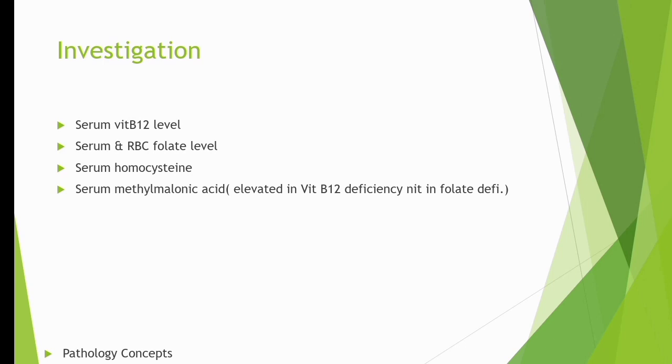Other investigations like serum homocysteine and serum methylmalonic acid are useful when the initial assays do not match the clinical and hematological findings. A rare hereditary disorder known as thiamine-responsive megaloblastic anemia is also a cause of megaloblastic anemia. Copper deficiency and adverse drug reactions are also causes of megaloblastic anemia. The main drugs associated with megaloblastic anemia are hydroxyurea, chemotherapeutic agents, anticonvulsants, and ART drugs.